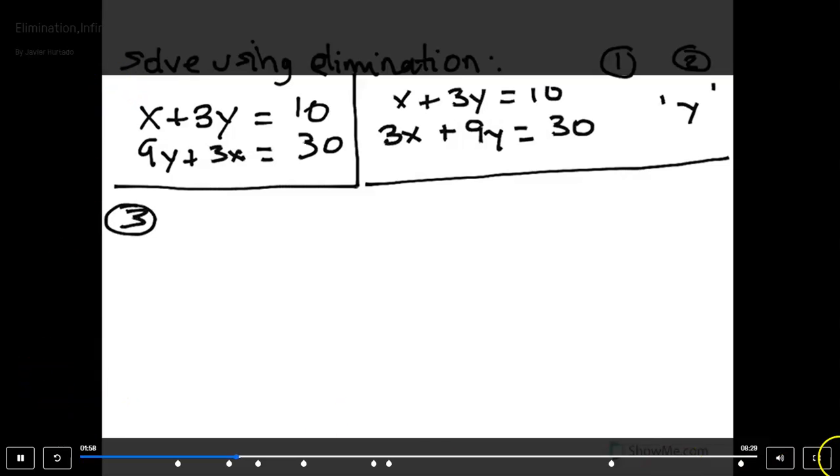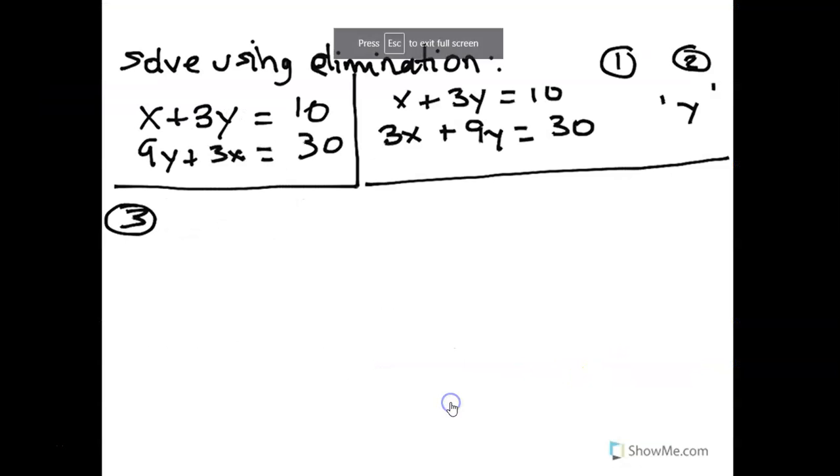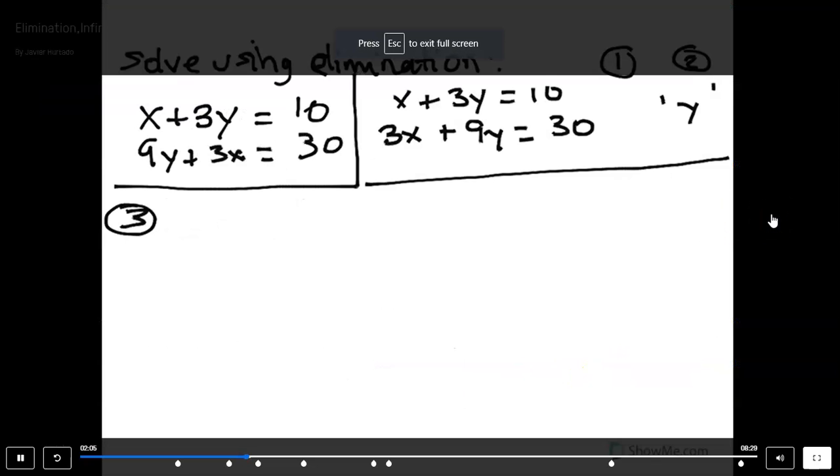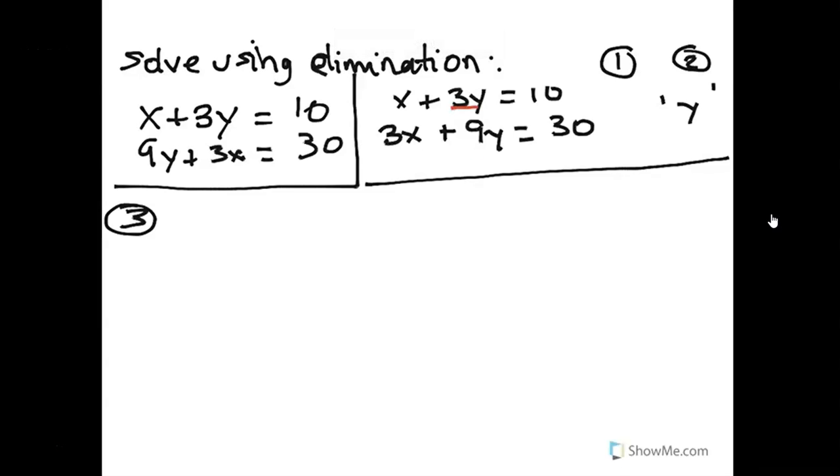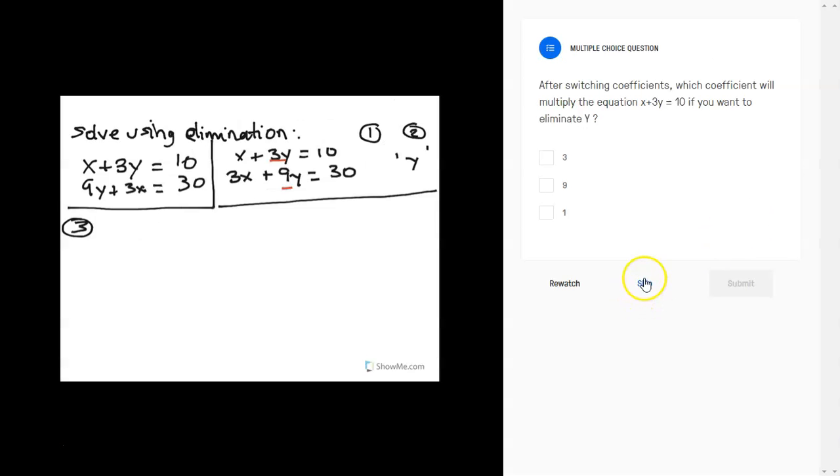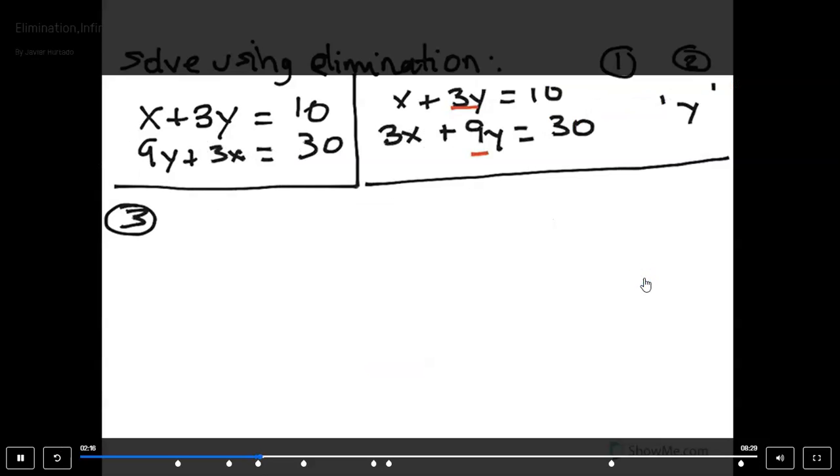For the third step, I need to write the coefficients of the variable I want to eliminate next to the other equation. In this case, the y coefficients are 3 and 9. I need to write them next to the other equation, and then I need to change the sign of one of them. If I have a negative, I make it positive, but in this case the two coefficients are positive, so I have to make one of them negative.